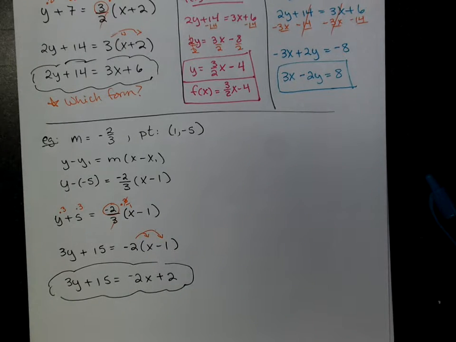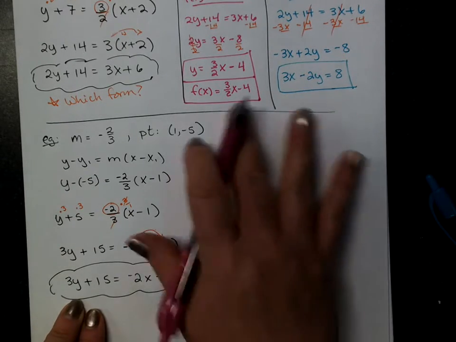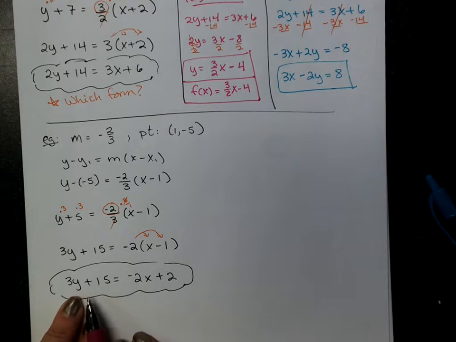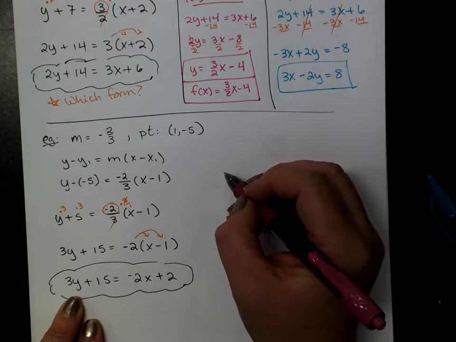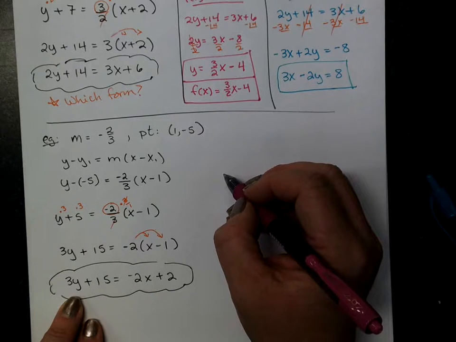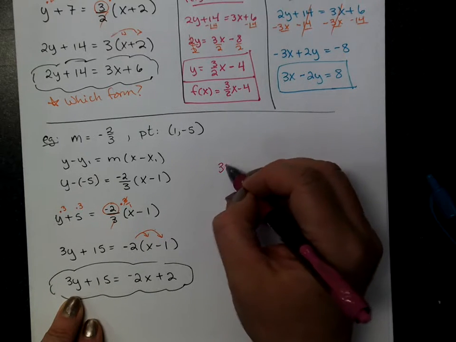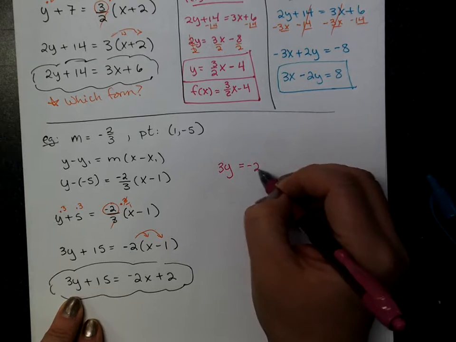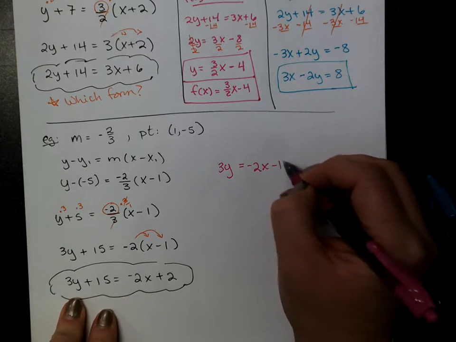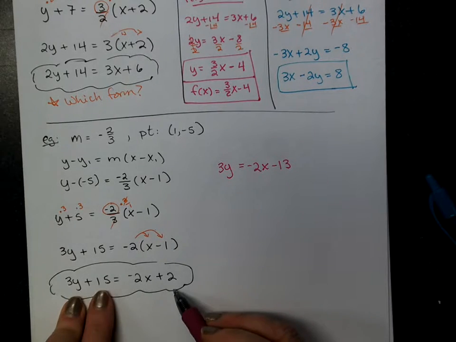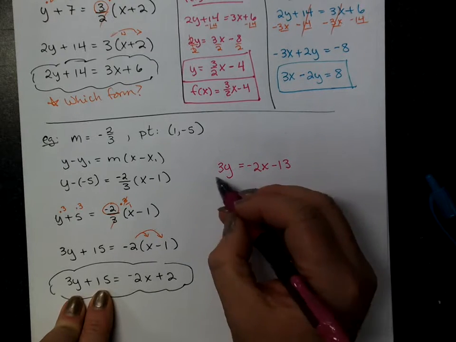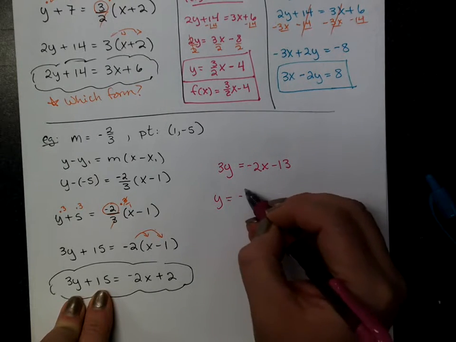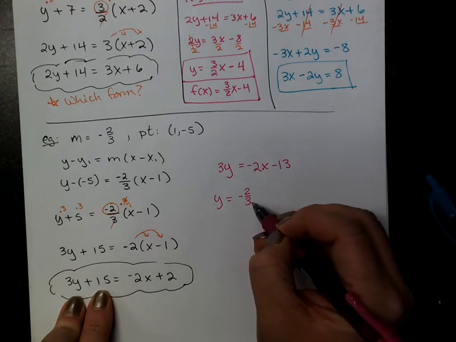Now, if you take this further, like I said, I'm not going to work all of that out, but the idea is that if you're solving for y, you're going to subtract 15 on both sides, and then divide everything by 3. Okay? So you'll end up with 3y equals negative 2x minus 13, right? Minus 15 on both sides. And then divide everything by 3 will give you y equals negative 2/3. Oh, there's your slope. It better be, right?